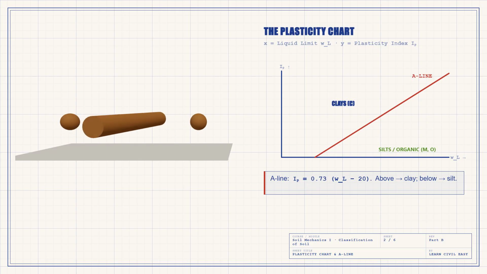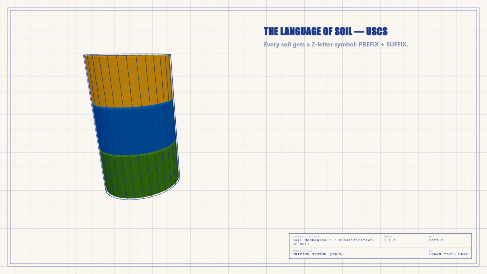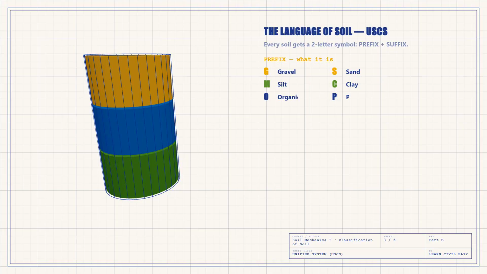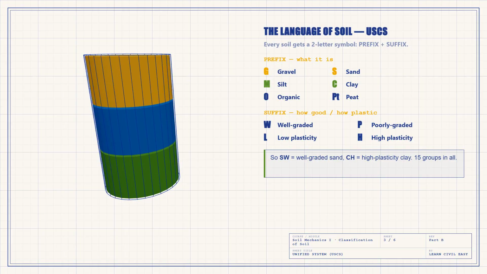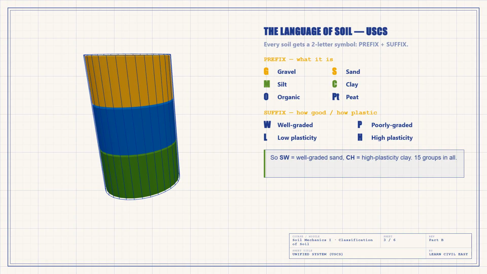Isn't that elegant? Now, engineers around the world speak a common language for soil called the Unified Soil Classification System, or USCS. Every soil is given a simple two-letter symbol, a prefix and a suffix. The prefix tells us what it is: G for gravel, S for sand, M for silt, C for clay, O for organic, and PT for peat.